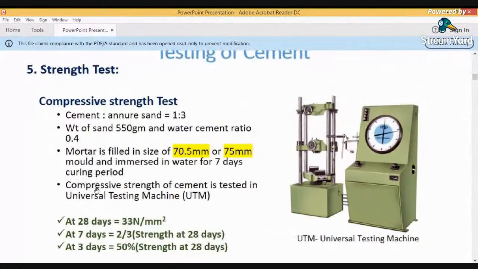In the next class I shall discuss the types of cement, like rapid hardening cement and low heat cement. Okay, I will discuss different grades of cement.